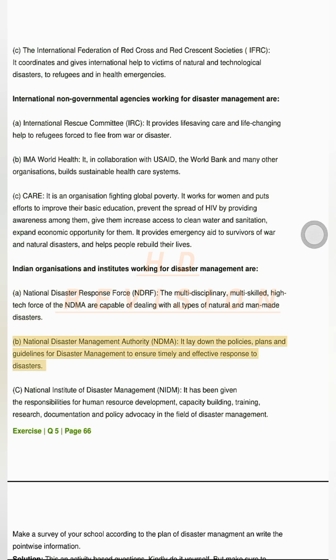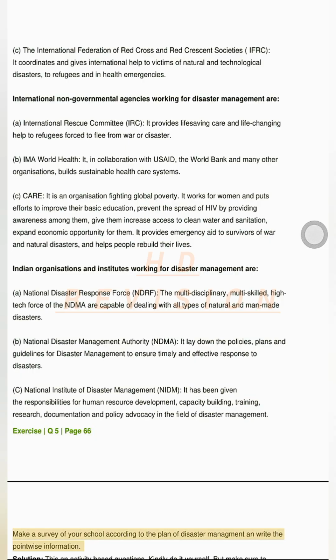B. National Disaster Management Authority, NDMA. It lays down the policies, plans and guidelines for disaster management to ensure timely and effective response to disasters. C. National Institute of Disaster Management, NIDM. It has been given the responsibilities for human resource development, capacity building, training, research, documentation and policy advocacy in the field of disaster management.